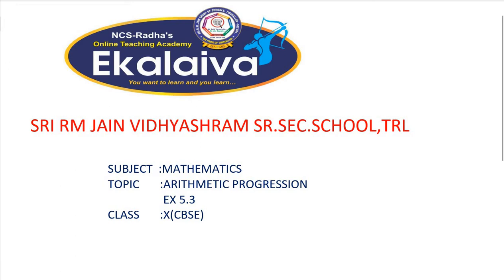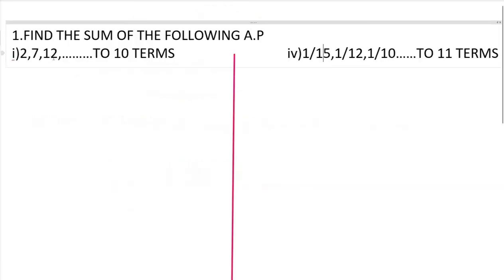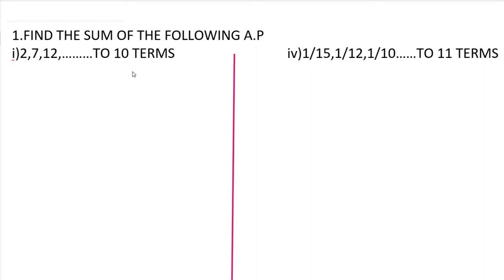Okay, shall we see that? Yeah, see the first question. Find the sum of the following AP: 2, 7, 12, etc., to 10 terms. Okay, we are going to find the sum of this AP.